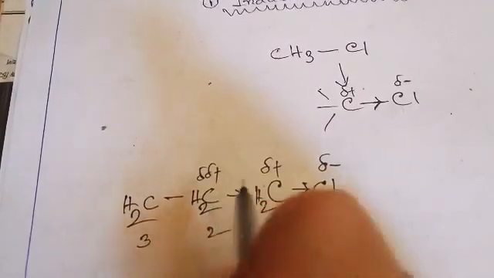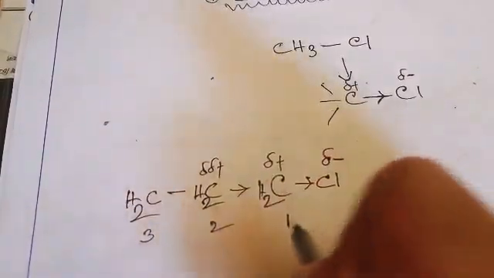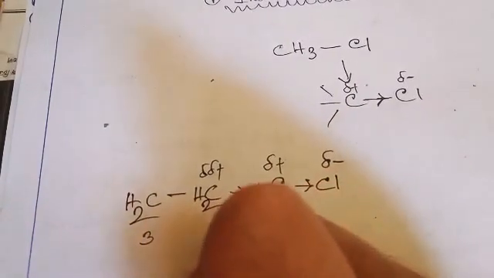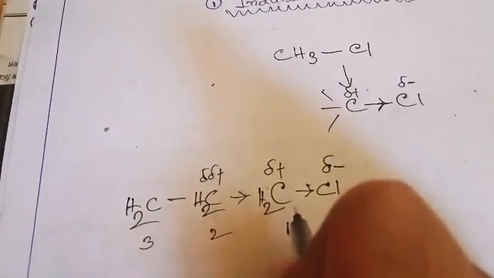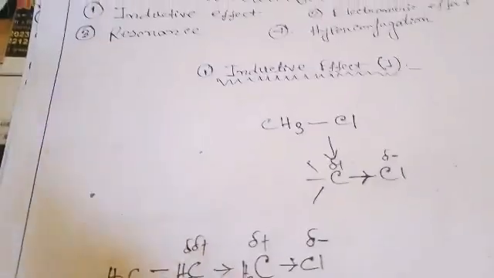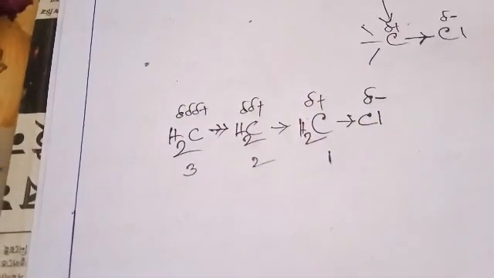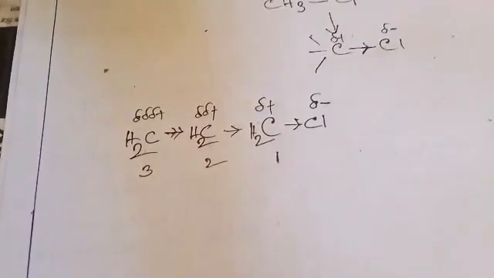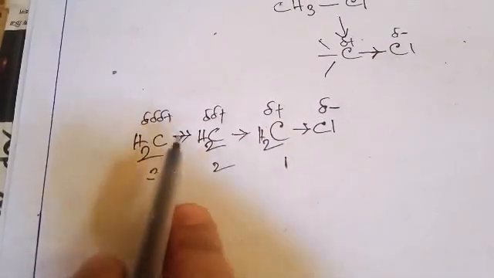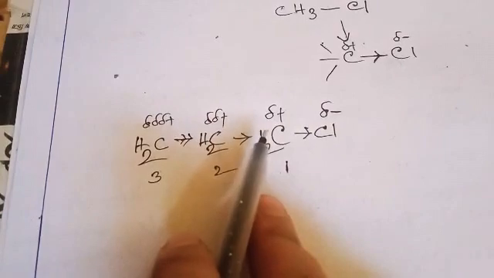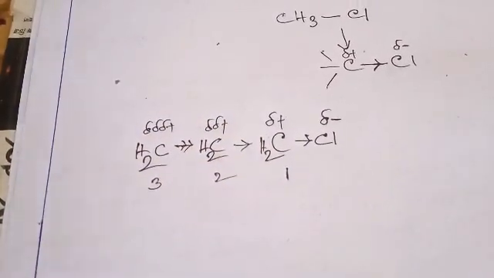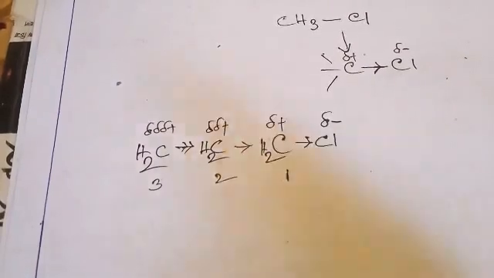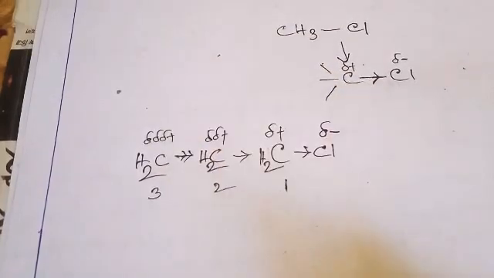But this partially positive charge is less than that on the first carbon, because the pull on the bonded shared pair of electrons is to a lesser extent compared to the first carbon. Again, if we consider this bond, we also see that the shared pair of electrons is pulled towards this carbon due to the electronegativity of chlorine. Therefore, a partially positive charge is also generated on the third carbon. So we can say that the partial positive charge on this carbon is less than this one, which in turn is less than this positive charge. So this is the inductive effect, actually the outcome of the electronegativity concept.